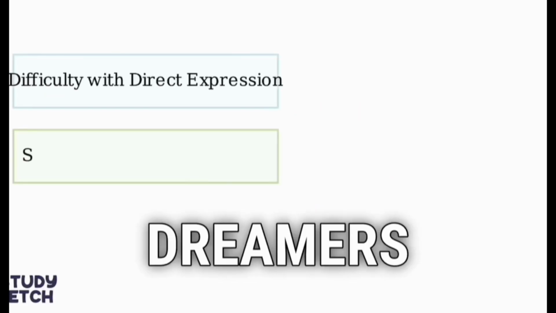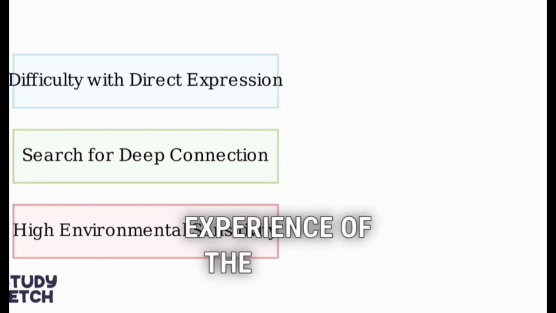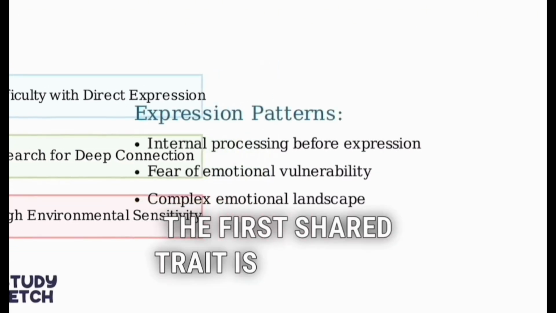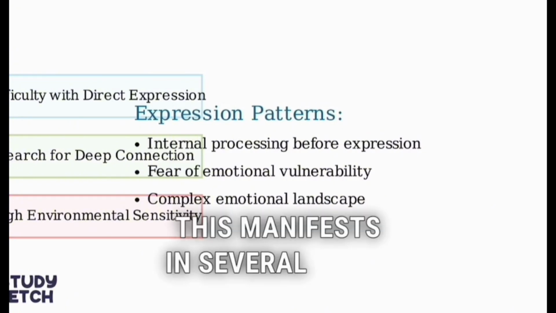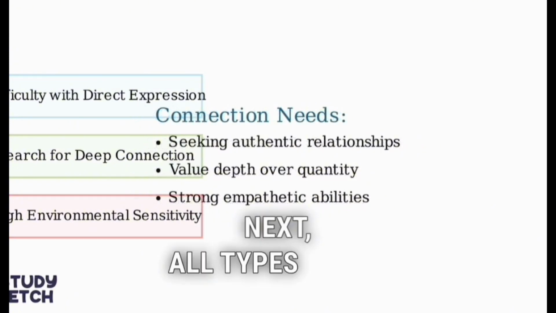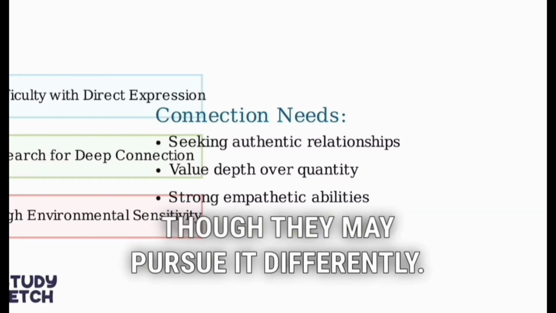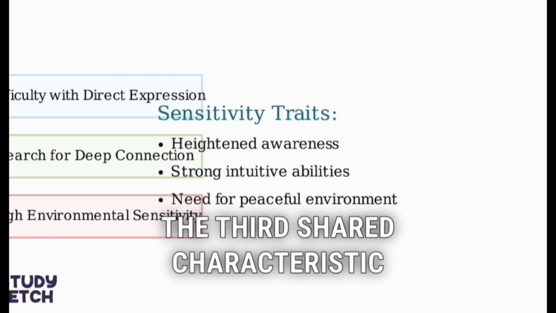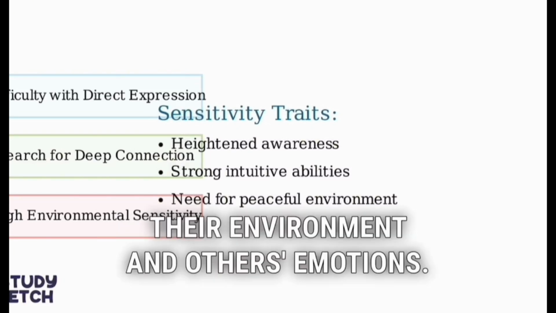All sensitive dreamers share three core characteristics that shape their experience of the world. The first shared trait is difficulty with direct emotional expression. This manifests in several ways. Next, all types share a deep need for meaningful connection, though they may pursue it differently. The third shared characteristic is their heightened sensitivity to their environment and others' emotions.